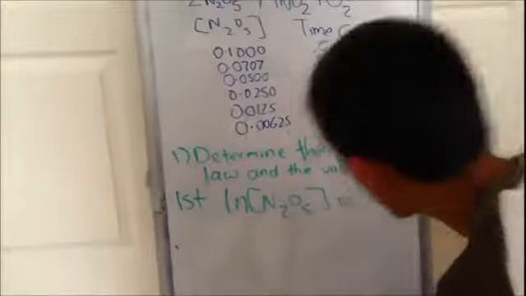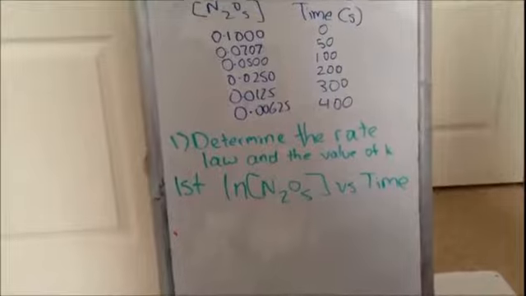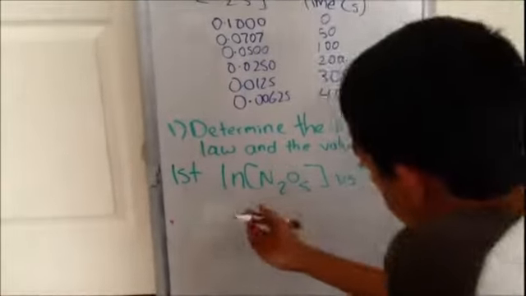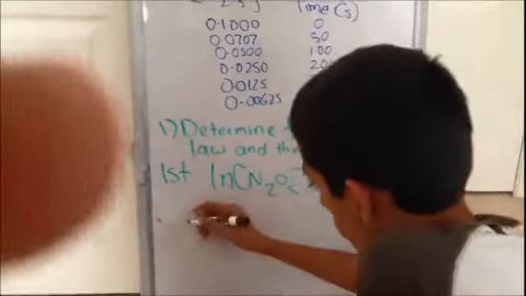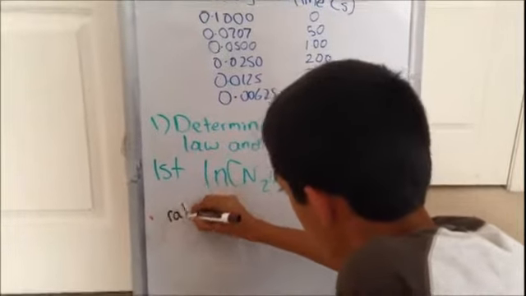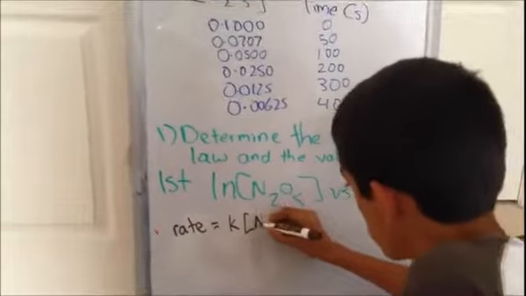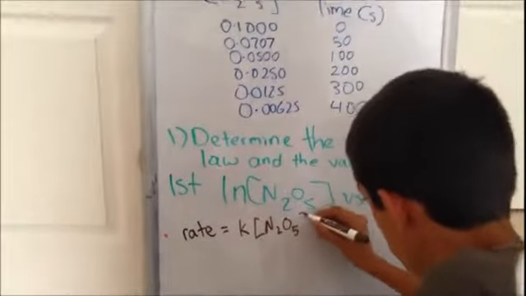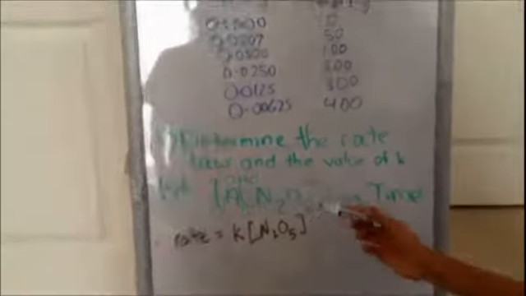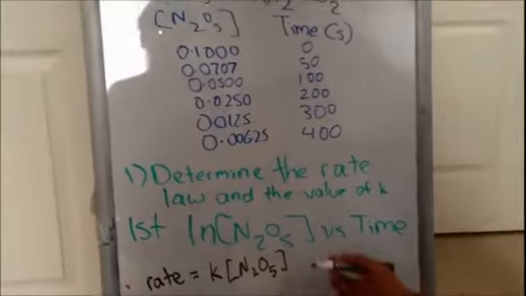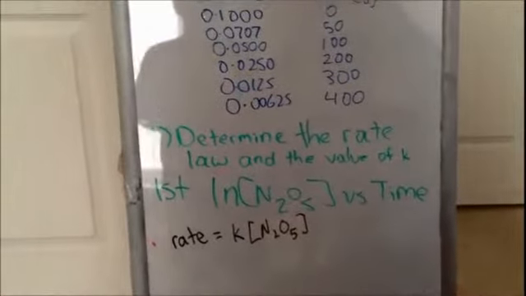Okay. Number 1, determine the rate law and the value of K. Our rate law, like we said before, the order is first order. So our rate law will be rate equals K times the concentration of N2O5 to the first power. That first power correlates to the first order. If it was second order, we would put an exponent of 2 right there. So that's our rate law.